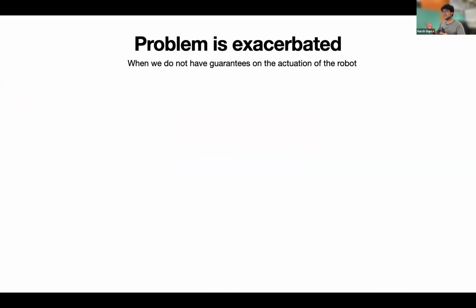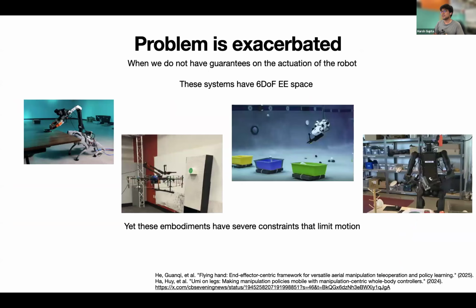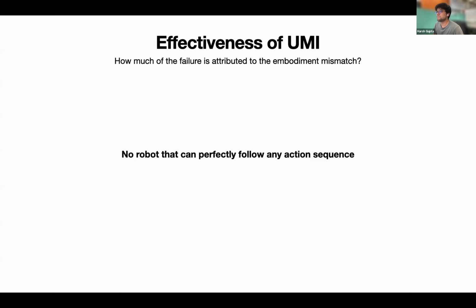This problem gets exacerbated when you don't have guarantees on the actuation of the robot. All of these different systems have grippers on different types of robots: a quadruped, a drone, an underwater manipulator, and also a humanoid. All of these embodiments have some severe constraints that limit their motion, even though they're in a 6 degrees of freedom end effector space. I think you guys get the point.